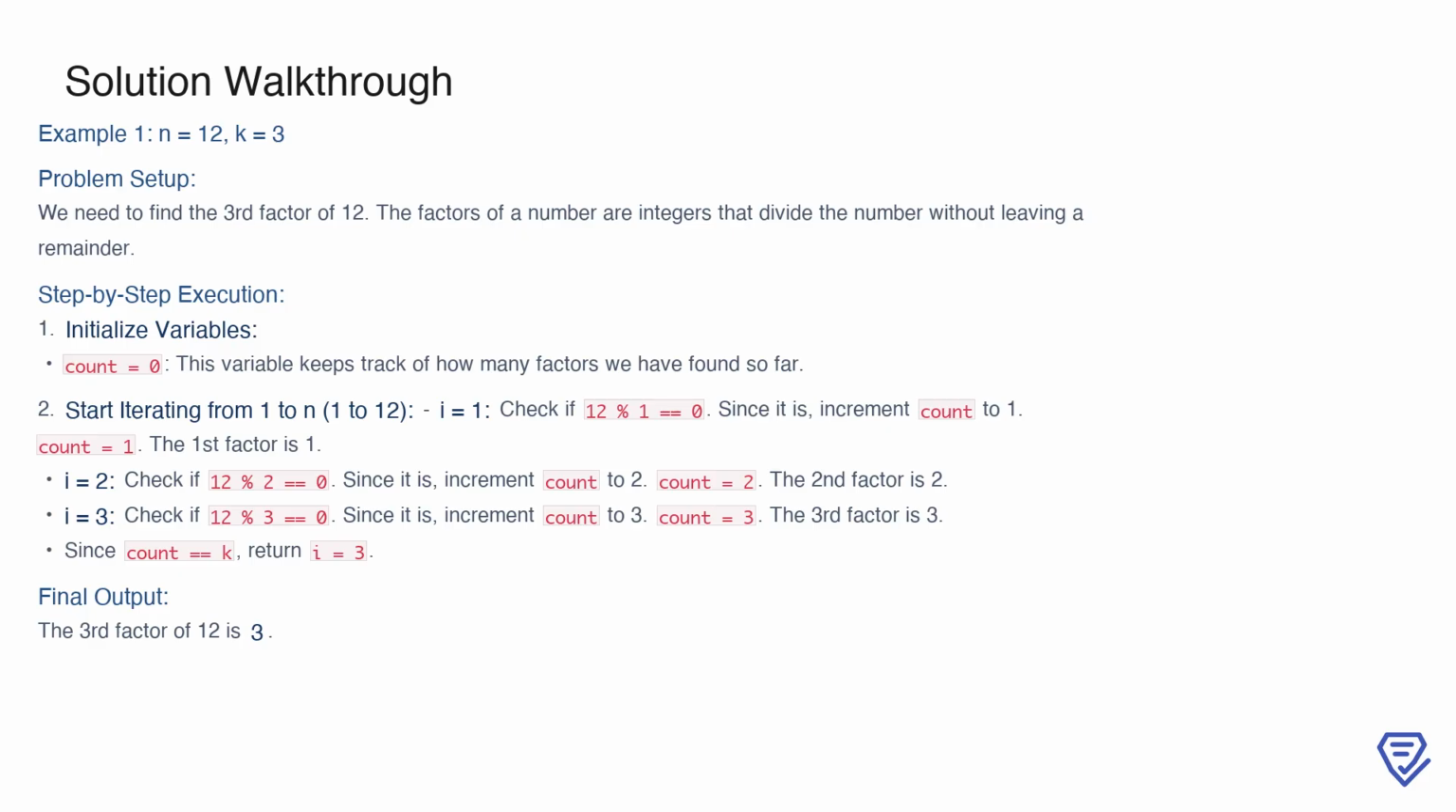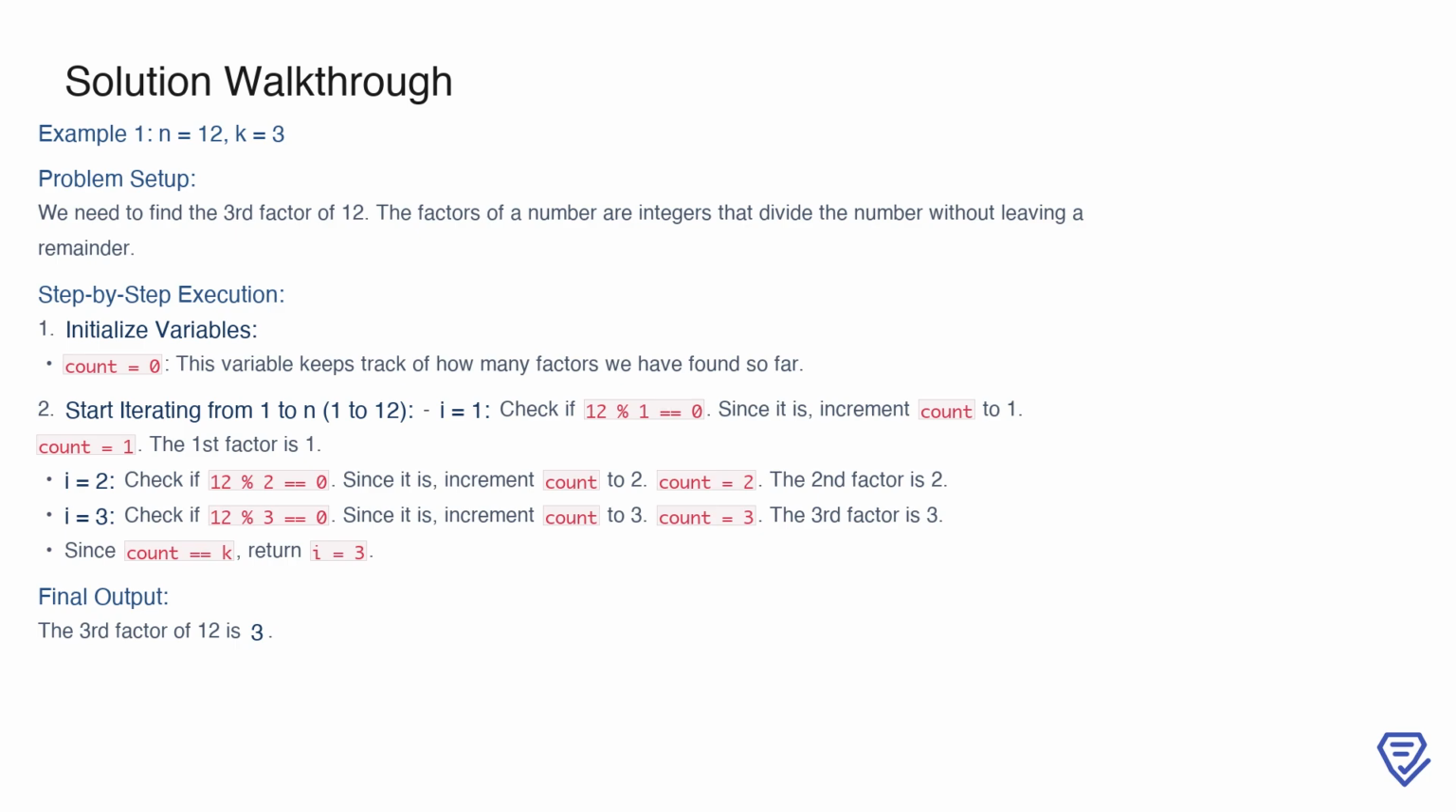In this example, we are tasked with finding the third factor of the number 12. A factor is any integer that divides the number without leaving a remainder. We start by initializing a variable count to 0, which will help us keep track of how many factors we encounter as we iterate. Next, we systematically check each number from 1 to 12 to see if it divides 12 evenly. First, we check 1, and since 12 divided by 1 leaves no remainder, we increment count to 1. This makes 1 the first factor.